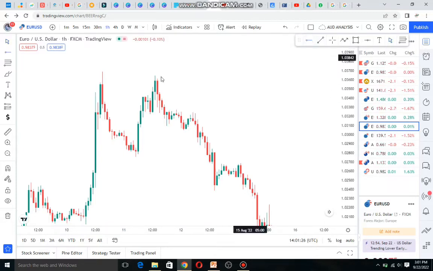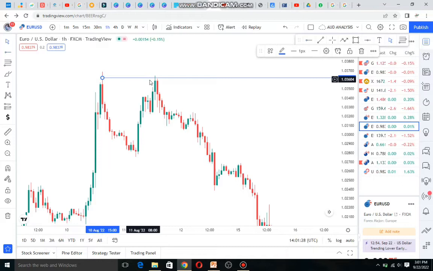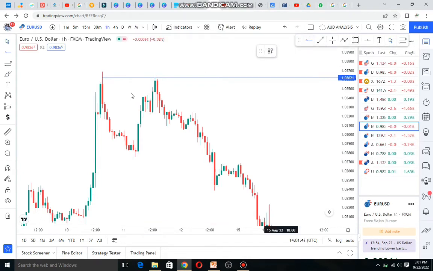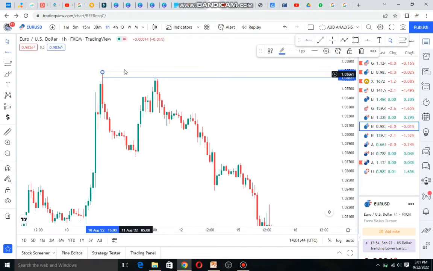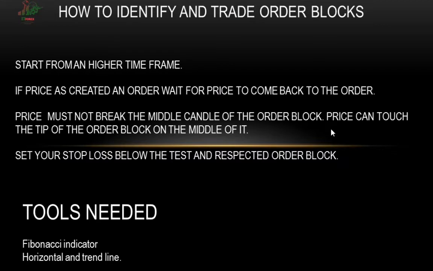If you go to the lower time frame, you will see a bullish candle before this bearish candle. But if you see, when you divide this candle, the price breaks a bit above the middle of the order block and continues to sell. So sometimes, price can break above the middle of the order block, but the most important thing is that price must not break above the candle, either the wick or the body. The price must not break above this price level.